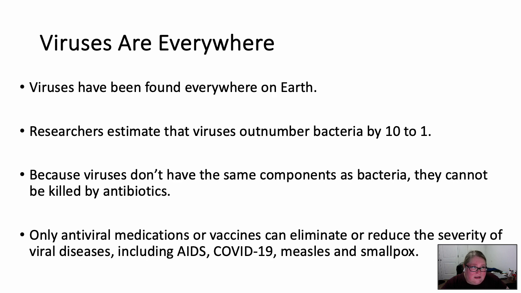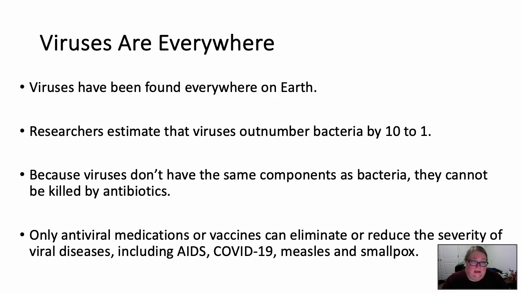Now, because viruses don't have that cell wall, they don't have that peptidoglycan layer, we can't use antibiotics to treat them, which is why we have to develop these antiviral medications. But more often than not, instead of antivirals, we're going to develop a vaccine that's going to reduce the severity of the viral diseases. Okay, it doesn't prevent us from catching those diseases. It prevents the severe symptoms of those diseases.